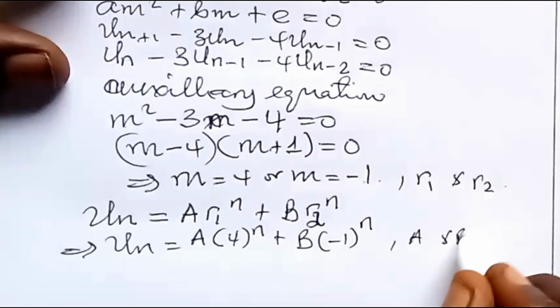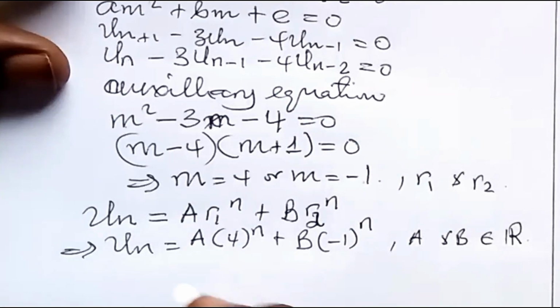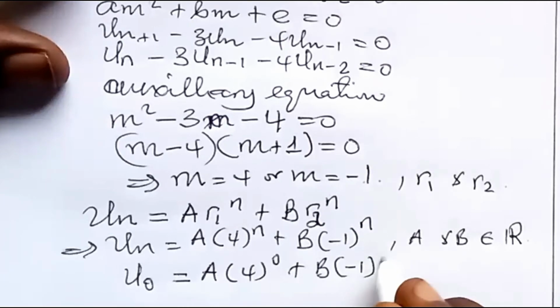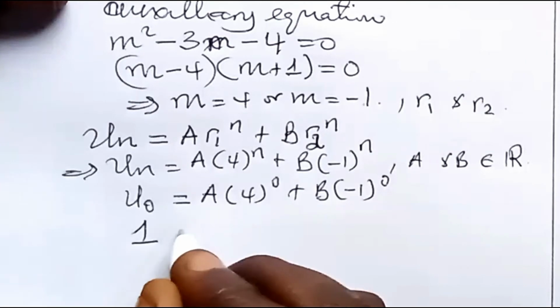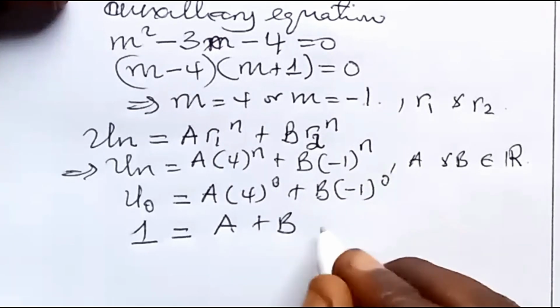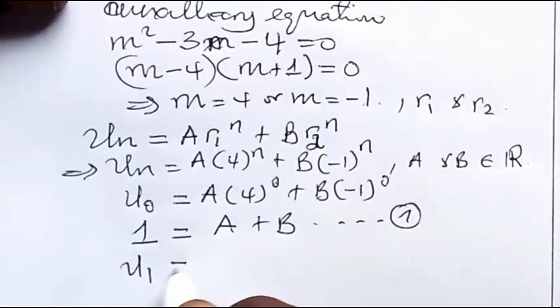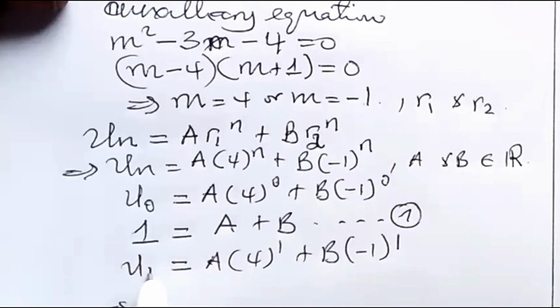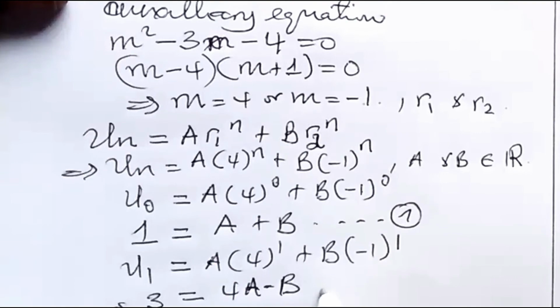From here now, a and b are simply real numbers to be determined. We use initial conditions. u0 is supposed to be a into 4 to the 0 plus b into negative 1 to the 0. And u0 in the question was given as 1. So we have 1 equals a plus b, because 4 to the 0 is 1, negative 1 to the 0 is 1. That gives equation 1. We also have u1 is a into 4 to the 1 plus b into negative 1 to the 1, and that follows that 3, which was u1 in the equation, should be equal to 4a minus b. Negative 1 to the 1 is negative 1, so times b gives negative b, and that is equation 2.